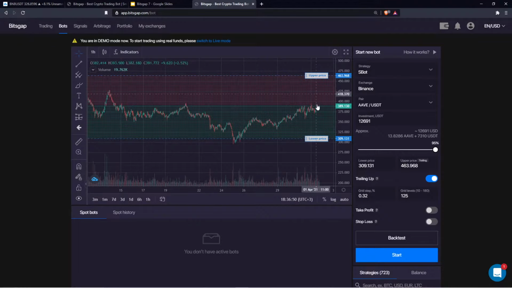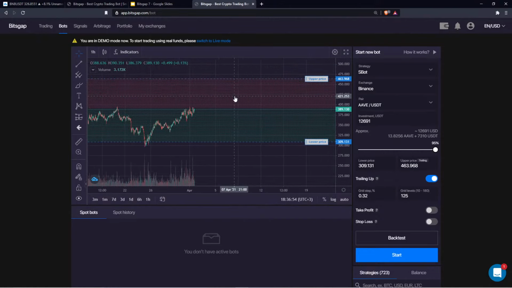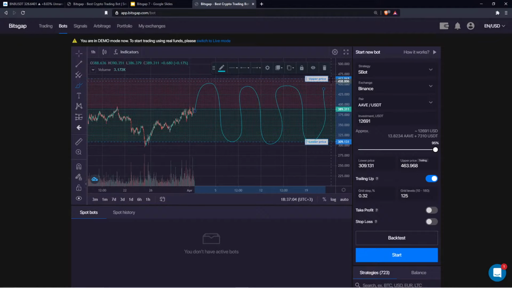So you have upper price, lower price. So this is basically where the bot is going to trade for you. As long as the price remains within these boundaries, which are defined by the upper price and lower price, this is where the bot will trade for you. And if the price stays for a long time within this trading range, you can see the bot trading for a month. That's something that you can see for sure.